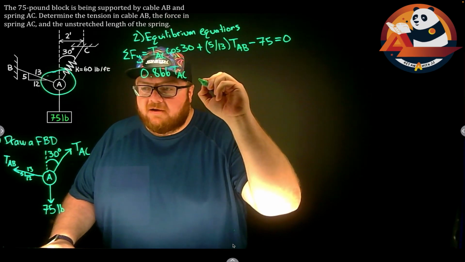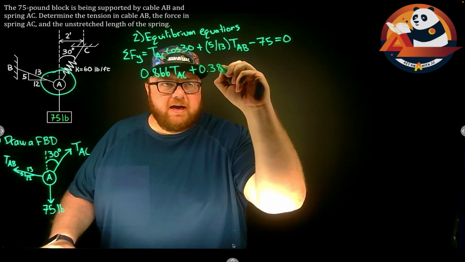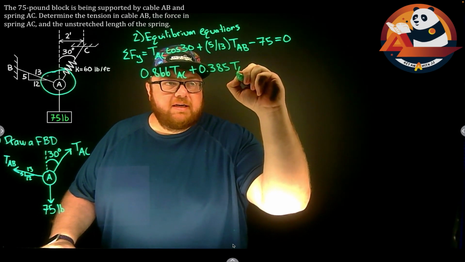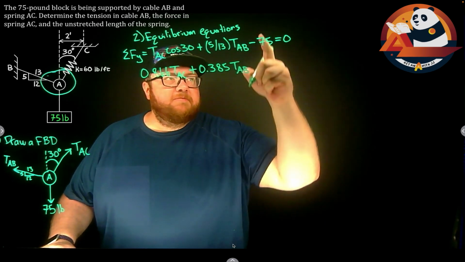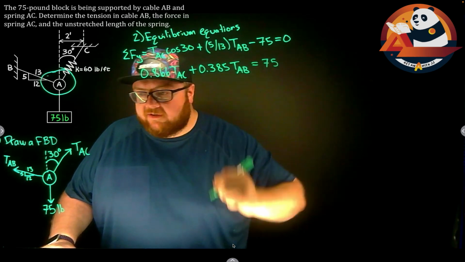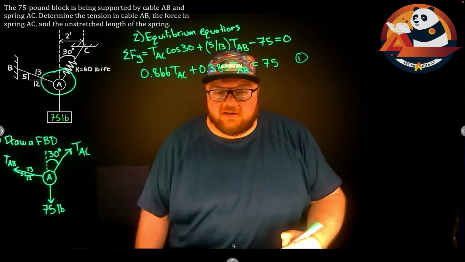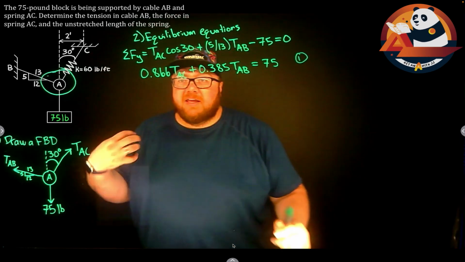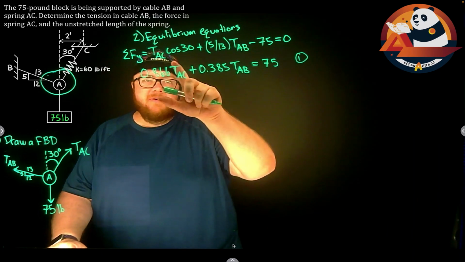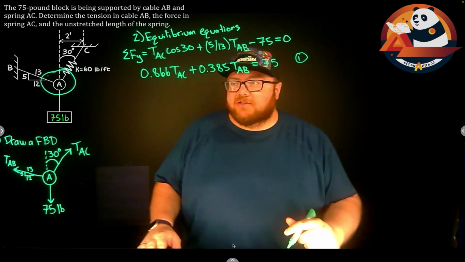5/13 is 0.385, so plus 0.385 TAB. And let's move that 75 to the other side. Equals 75. And that'll be one of my two equations, equation number one. One thing I would tell you to try to do, get rid of your trig identities in these fractions right away. Don't carry those through your work.